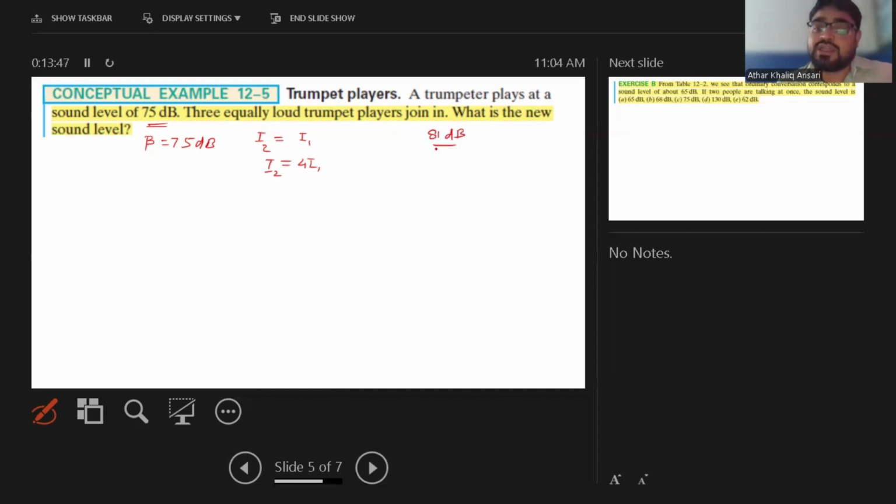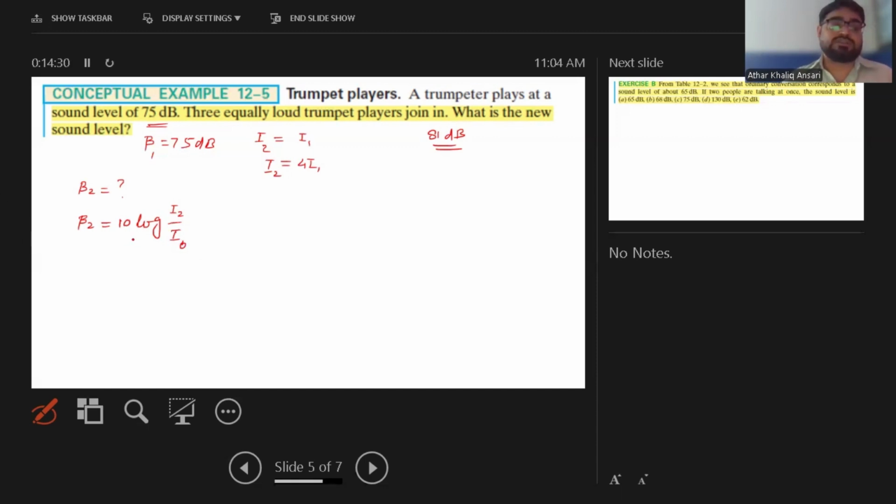Now comes to the point. If you don't remember this simple rule, how can we find it? Let us do this. We said that beta 1 is given as 75 decibel. You are asked to find beta 2, that is 81, I know that. So beta 2 is equal to 10 log of I2 over I1, or I naught? The rule is I naught.